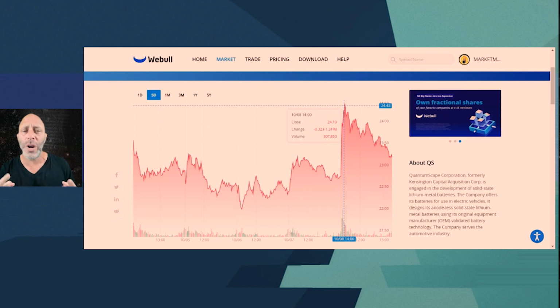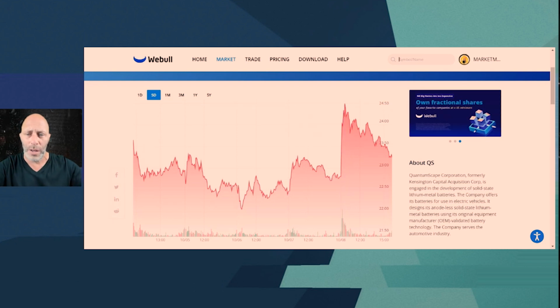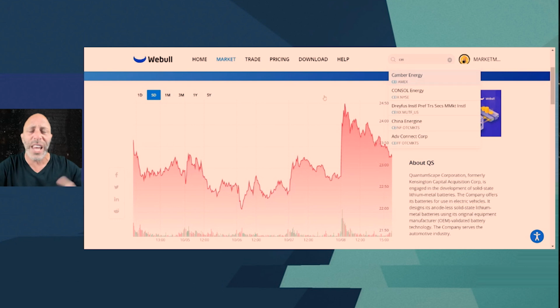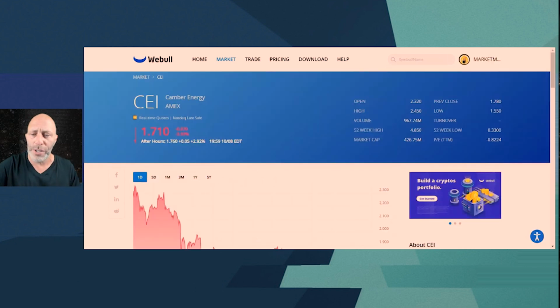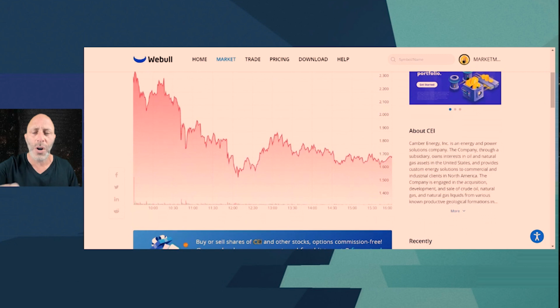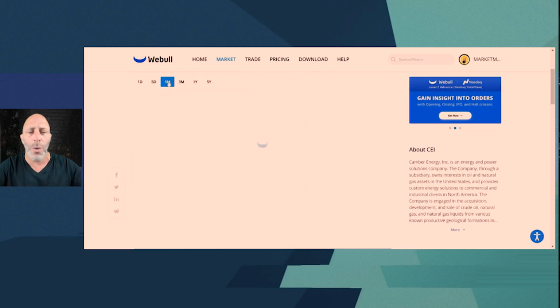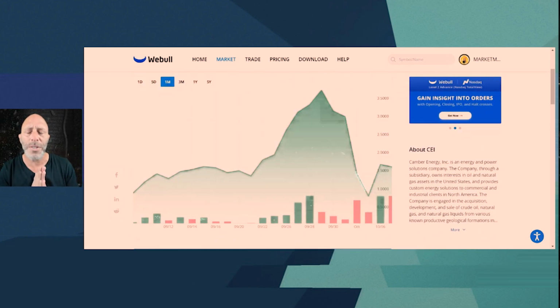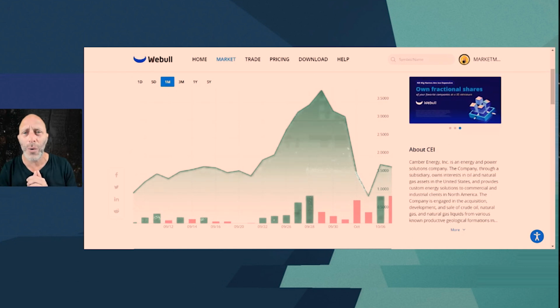All right, so some of you don't trade options. So let me pull up another chart for you. We're going to pull up CEI, which is Camber Energy. So Camber Energy, let's just move this here so we can all look at the chart. That's the 5-day. Let's look at the 1 month. So this is a meme stock, an energy stock. I call it a meme stock because we're not really sure the true valuation.